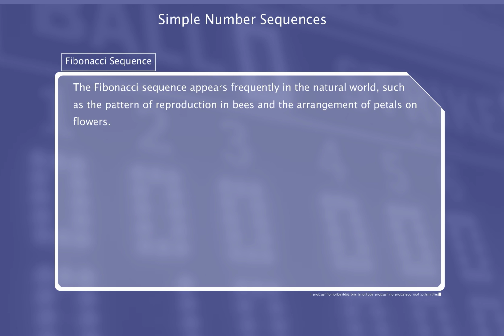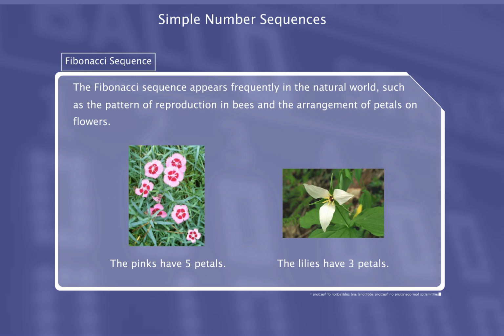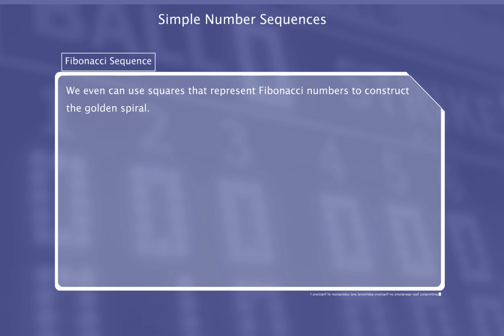The Fibonacci sequence appears frequently in the natural world, such as the pattern of reproduction in bees and the arrangement of petals on flowers. We can even use squares that represent Fibonacci numbers to construct the golden spiral. Click on the button provided to see.